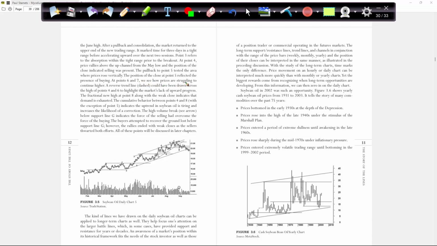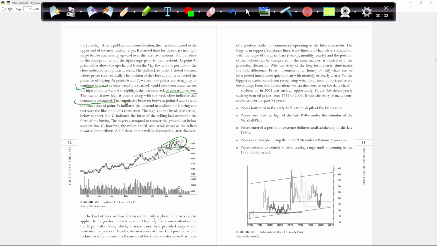At point 7, we see how prices are struggling to continue higher, which is a shortening of the upthrust. A reverse trend line could have been drawn across the high of points 4 and 6 to highlight the market's lack of upward progress. The fractional new high, point 8, along with the weak close, indicates that demand is exhausted, right?